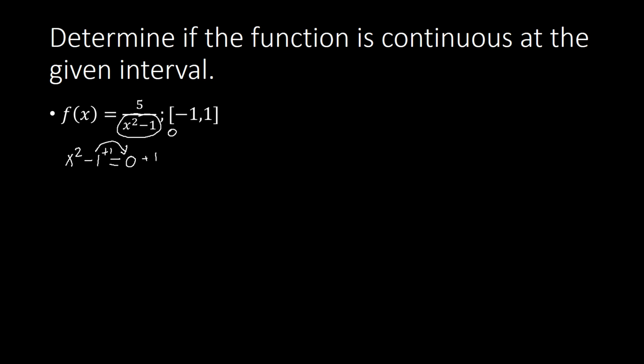Here in our place, we call this one transposing. We try to transfer the -1 to the other side. Once you transfer that one, it will change the sign. So automatically from -1, that will become a +1 on the other side. So this is now x squared equal to +1. And then we try to get the value of x by getting the square root of your x squared.